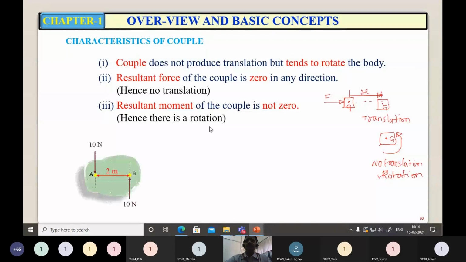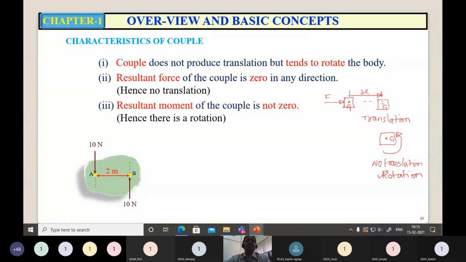So let us take this example. On a body, two forces of magnitude 10 Newton are acting at A and B. So the lines of action are parallel to each other. The distance between the lines of action of these forces is 2 meters. Now you can say that these two forces are forming a couple on the body because the magnitudes are equal, they are parallel in action, but the sense is opposite. So two equal and opposite parallel forces are said to form a couple.